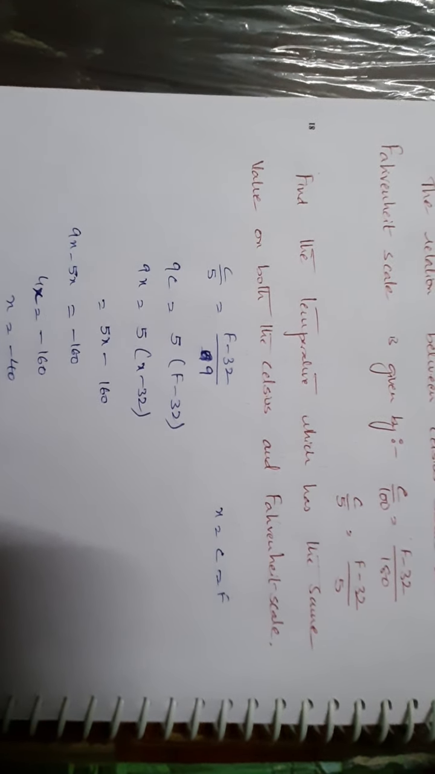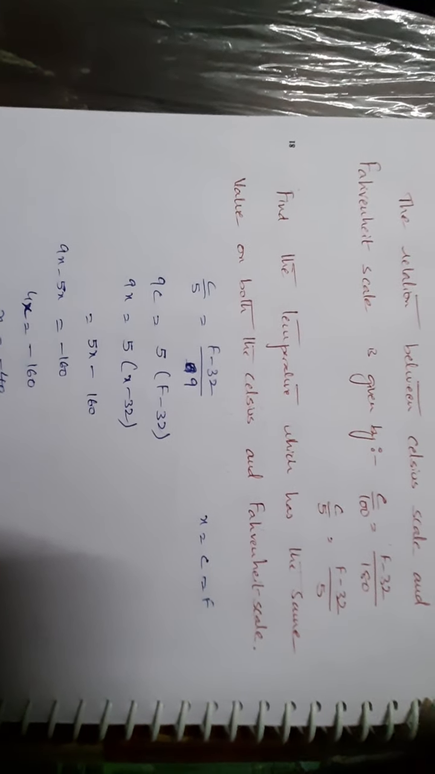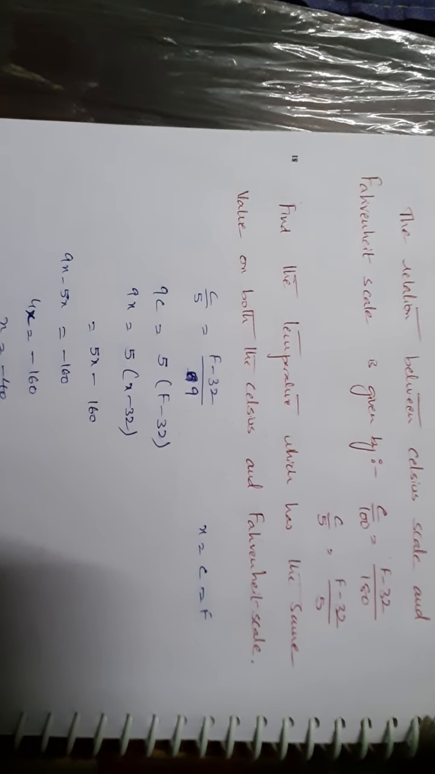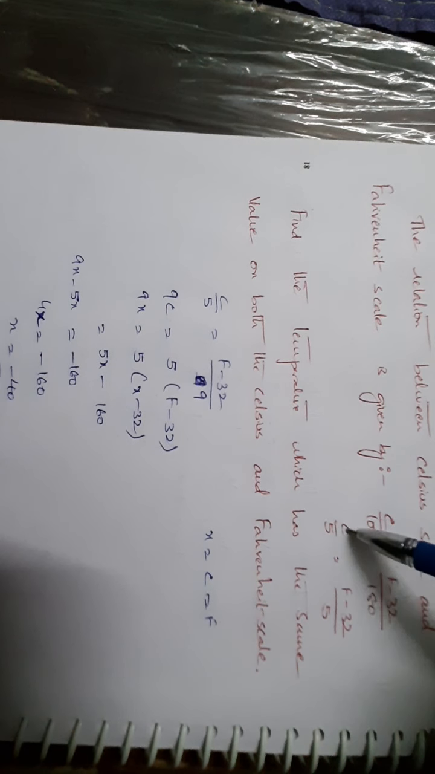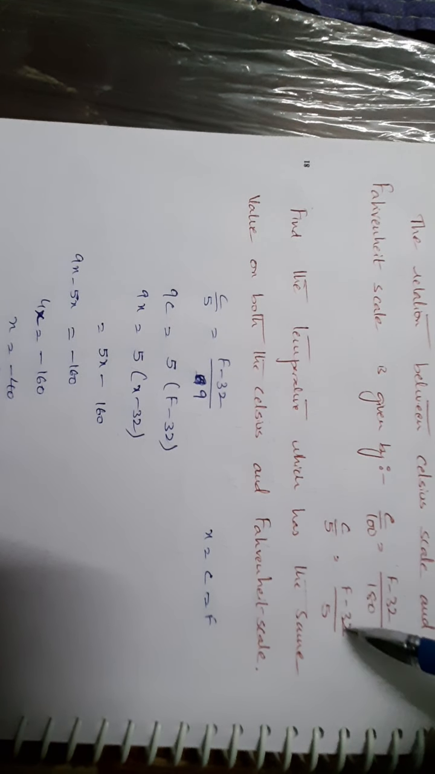Now we are going to discuss a small problem regarding the relation between Celsius scale and Fahrenheit scale. This also you studied in your lower class. The relation is given by C/100 = (F - 32)/180. By simplification, you are going to get C/5 = (F - 32)/9.